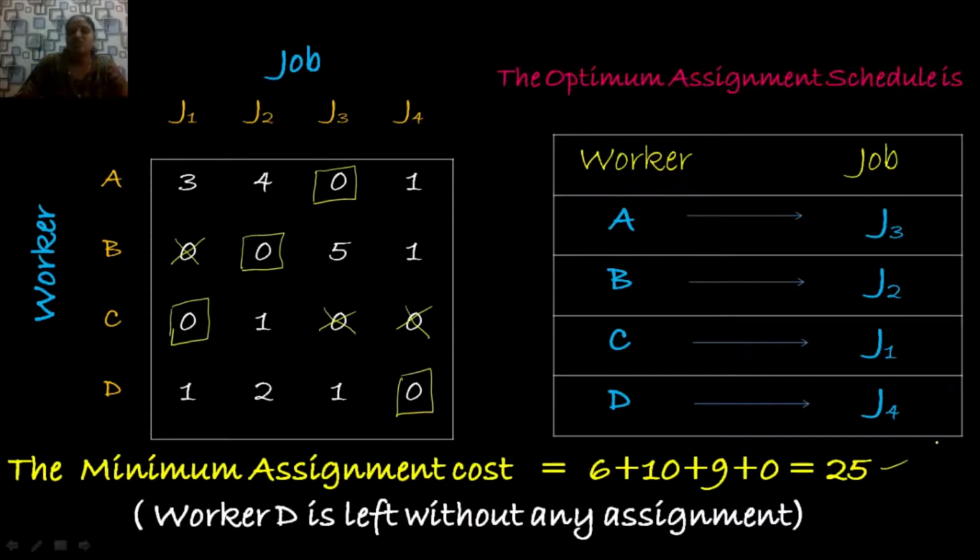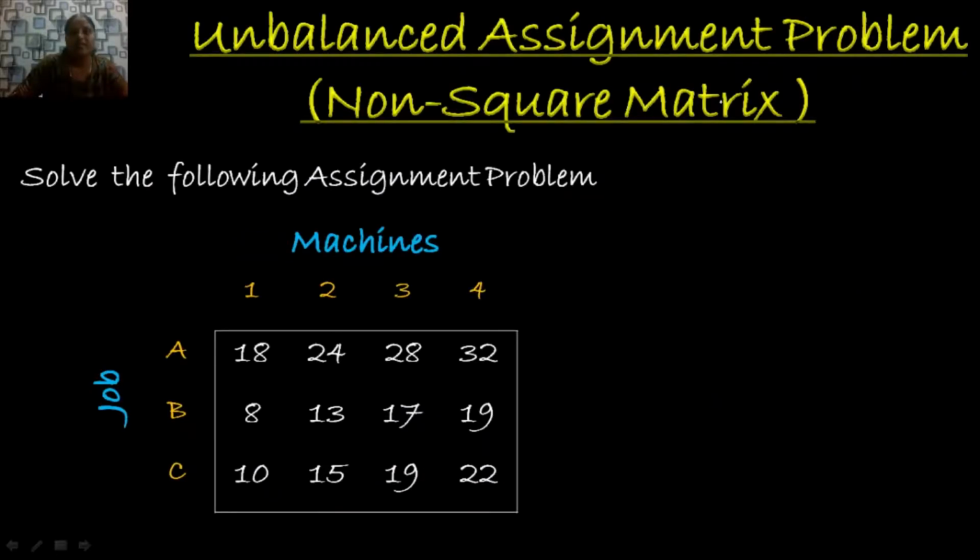So what is the conclusion we have arrived at from this? Here the worker D is left without any assignment, because he is having assignment for the fourth column. Here the fourth column is my dummy column. So D to J4 means the worker D is assigned to a dummy job J4, which means he is left without any assignment. Let me now move on to another example.